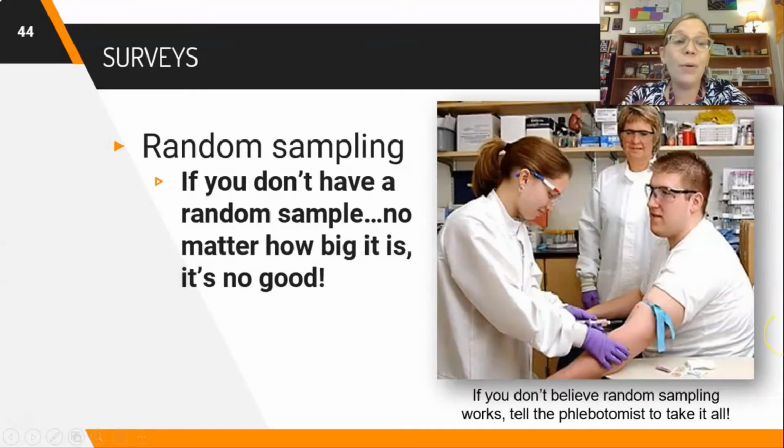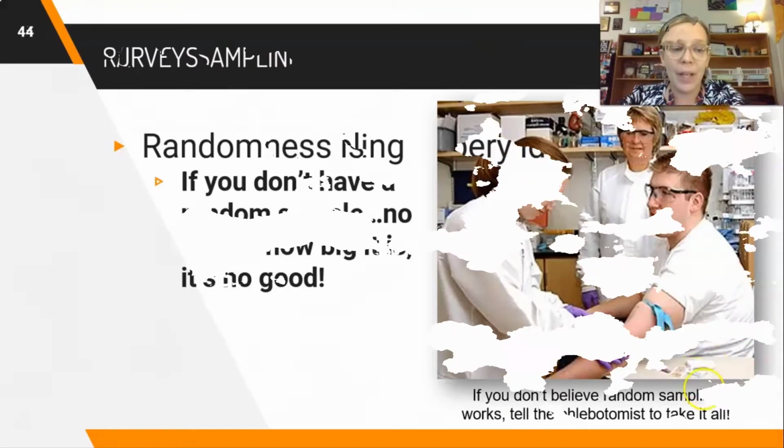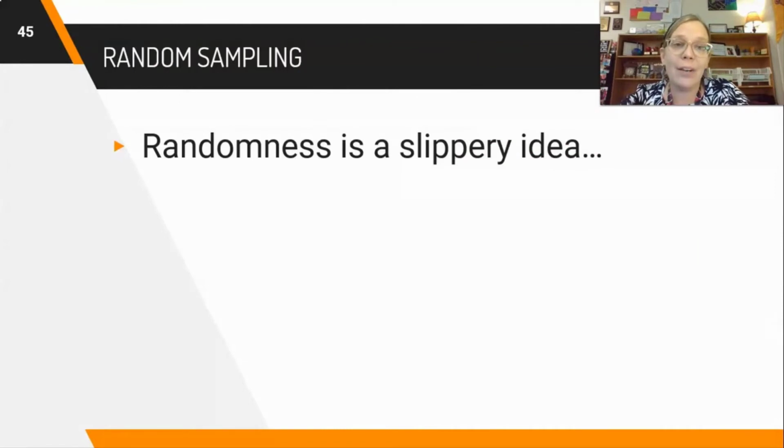So if you don't have a random sample, it doesn't matter how big your sample is. You could have 1,000 MacArthur students, but if you only pick 1,000 MacArthur students only from 12th grade, if you take the whole senior class, even though that might be a bigger number than just 100 people, it's not random, so it's useless to us. We don't want that, okay? It's not random.